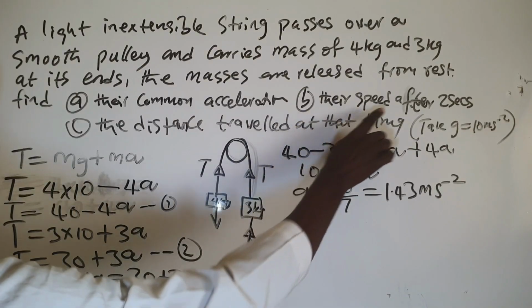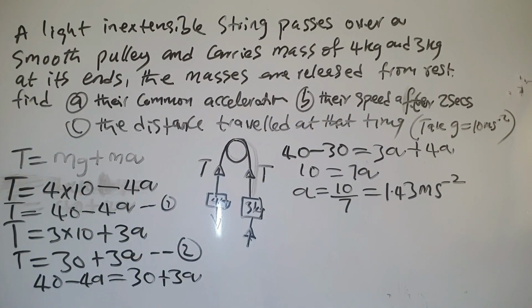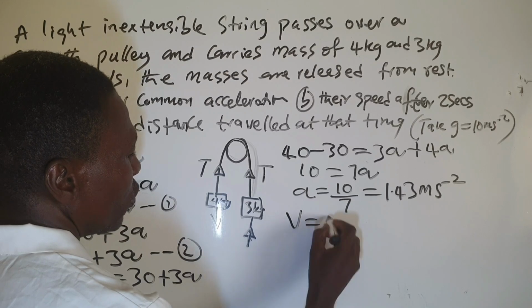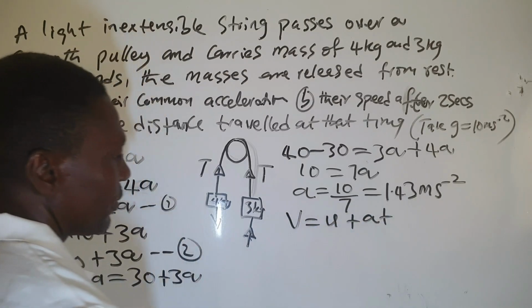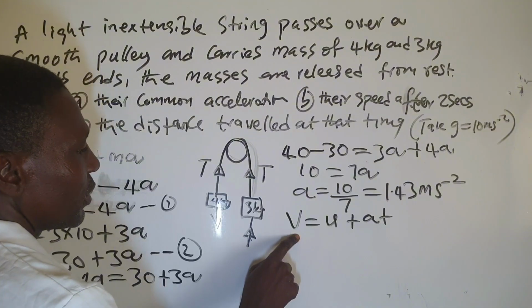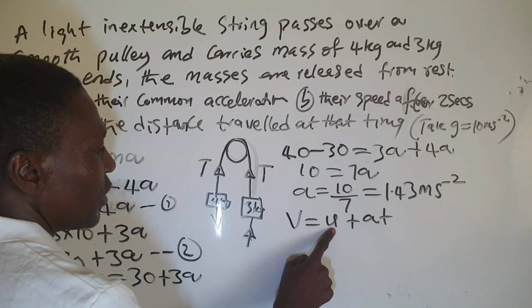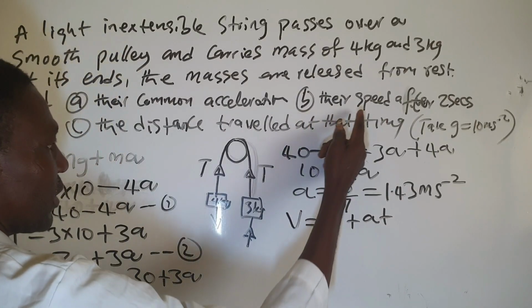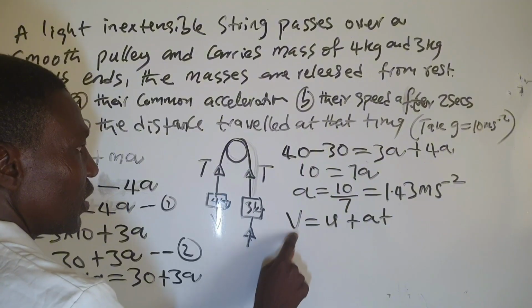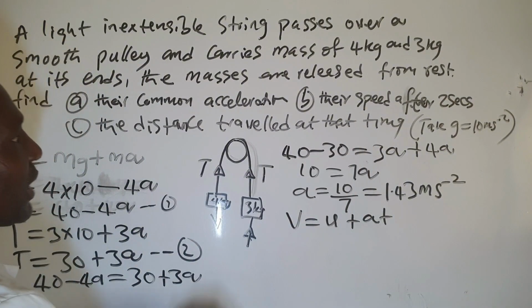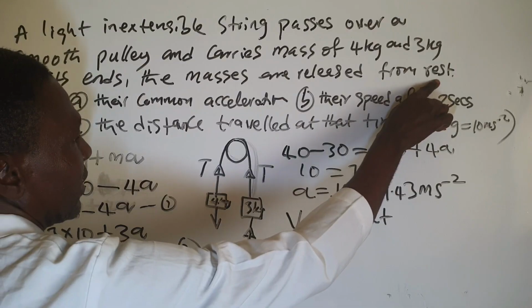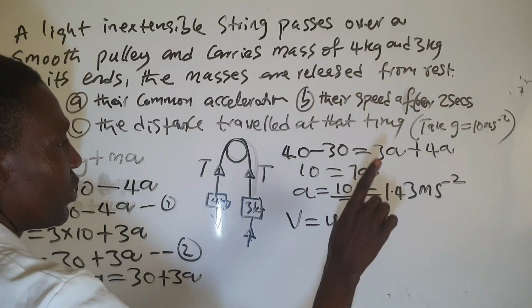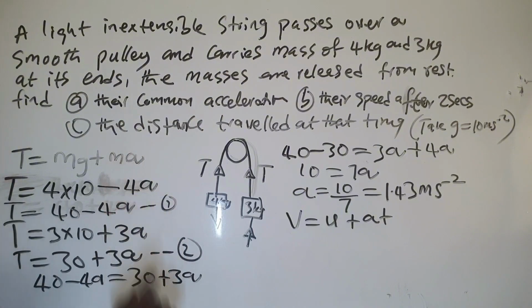Then number B says the speed after 2 seconds. Which formula do we use? We now remember our motion formulas, which say V equals U plus AT. V is the final velocity, U is the initial velocity, plus A, acceleration, times T. Now we use this V as our speed. Remember that the object was released from rest, therefore initial velocity is 0, since it was released from rest.